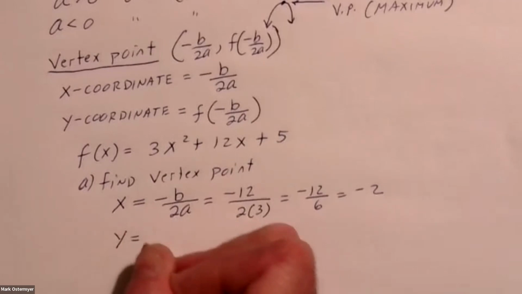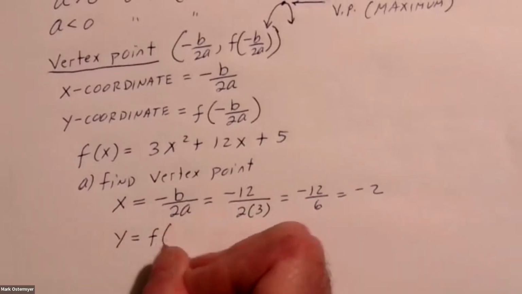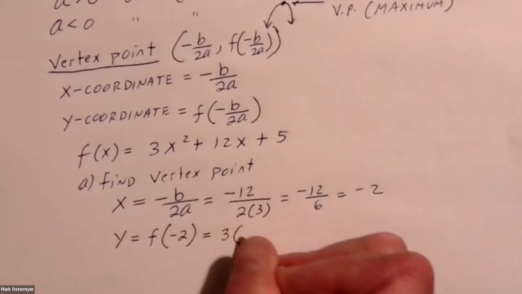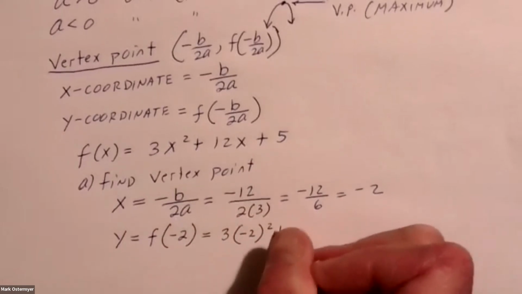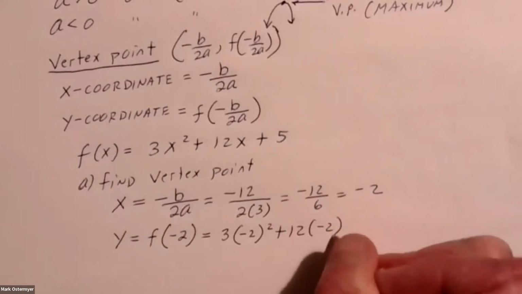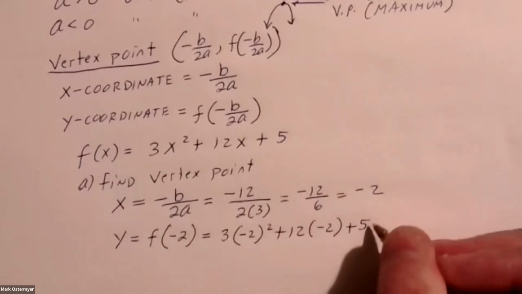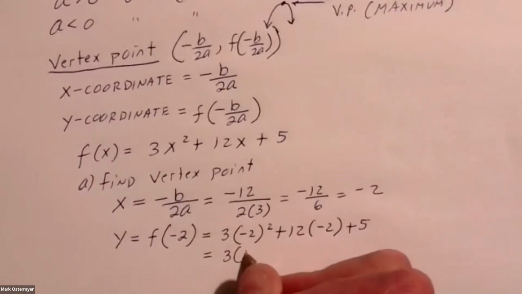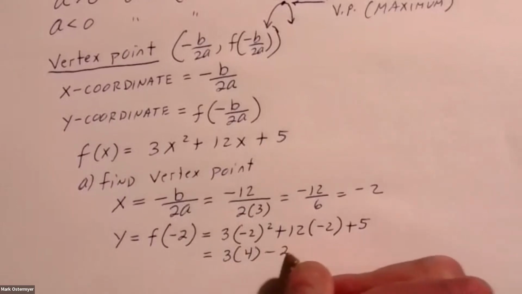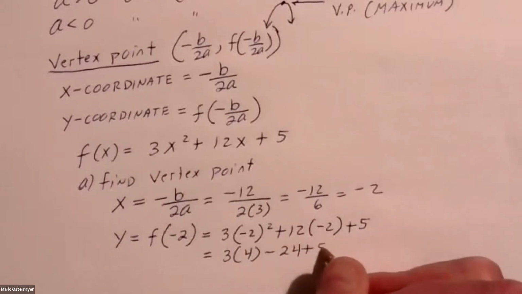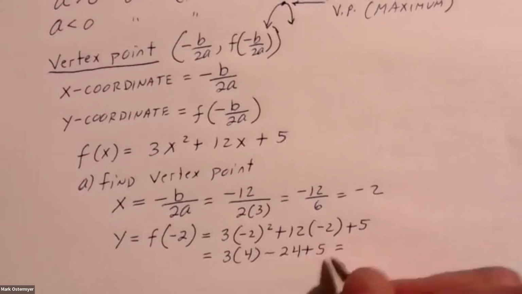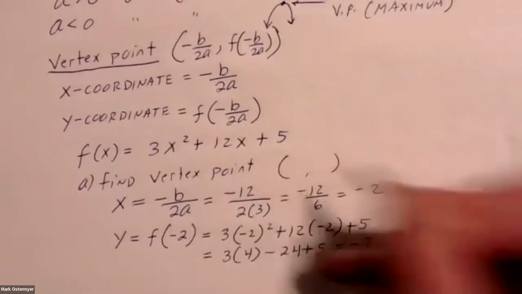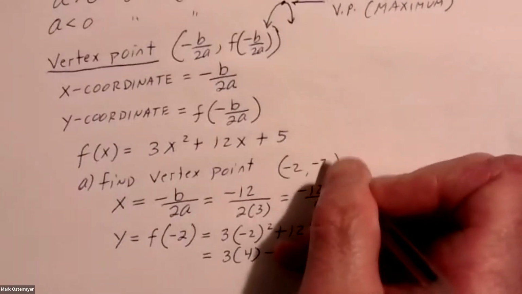Now your y-coordinate is going to be found by taking negative 2 and evaluating the quadratic function at negative 2. That's to say we replace x with negative 2 everywhere. This is going to be 4, so we're going to have 3 times 4 minus 24 plus 5. And this is going to be 12 minus 24 is negative 12, plus 5 is negative 7. So therefore, our vertex point is going to be the ordered pair negative 2, negative 7.